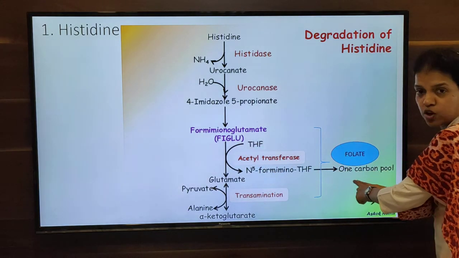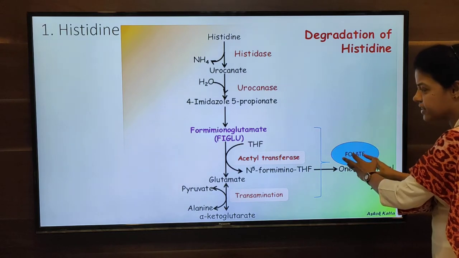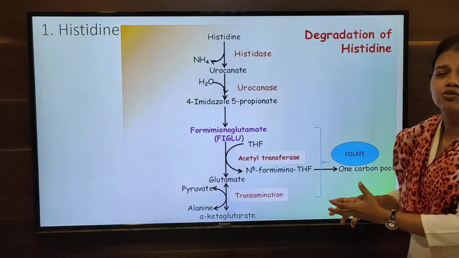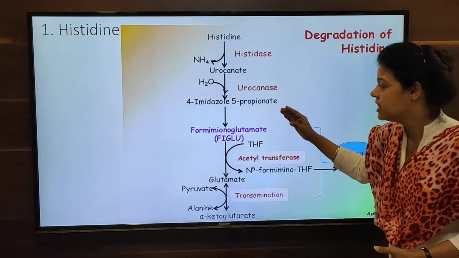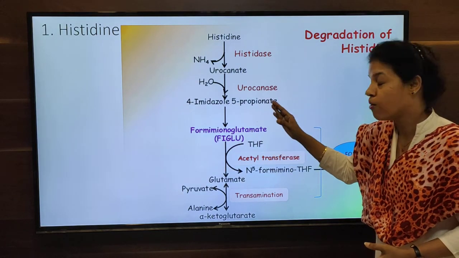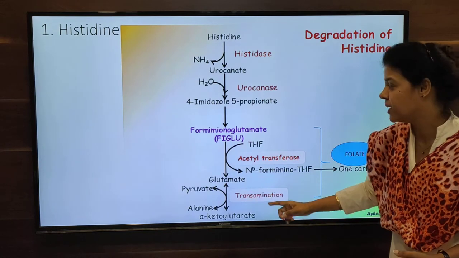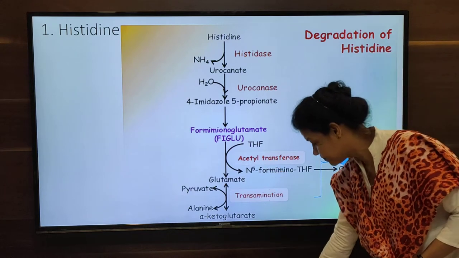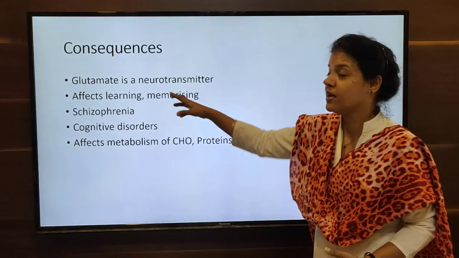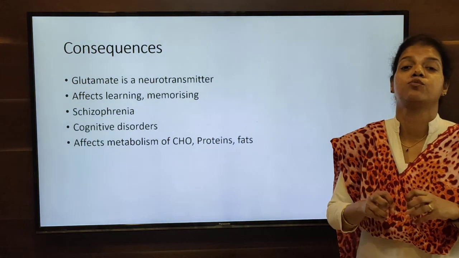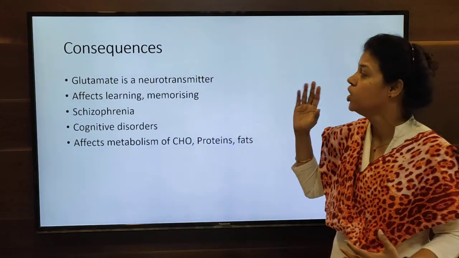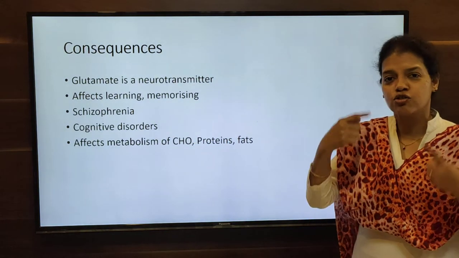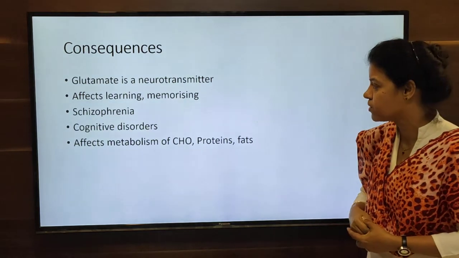Now, since folate is a facilitator for this reaction, what will happen in the absence of folate, or to simply understand, in folate deficiency? This FIGLU, formiminoglutamate, cannot be converted to glutamate, and the concentration of this keeps increasing, which is not good for health. So what are the consequences? Glutamate is a neurotransmitter, so for your central nervous system to be active, to get connected with the rest of your system, you need glutamate. In the absence of folate, you don't have enough glutamate to keep your connections on, your neurotransmitters do not function.